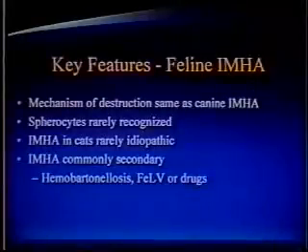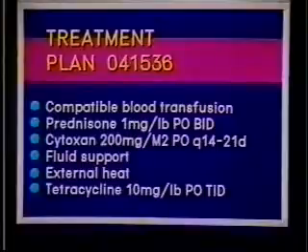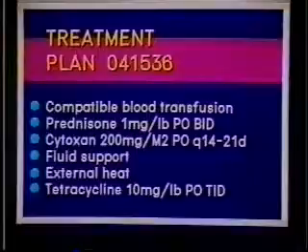The mechanism here is the same as the destruction in the dog. You should be aware that spherocytes are only rarely recognized in cats. Immune-mediated hemolytic anemia in cats is rarely idiopathic. Usually it's associated with Hemobartonella, FeLV, or some sort of drug administration. So in this cat, our treatment plan was to give it a blood transfusion, place it on prednisone and Cytoxan, fluid support, external heat, and tetracyclines just in case it had an underlying Hemobartonella infection.